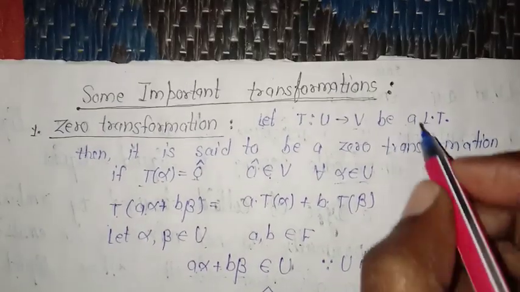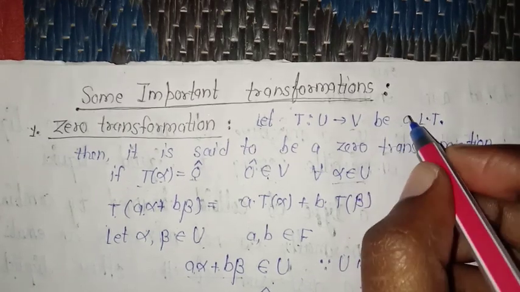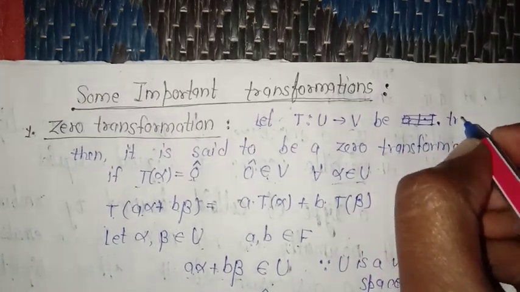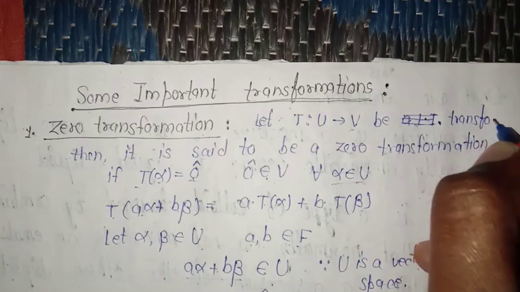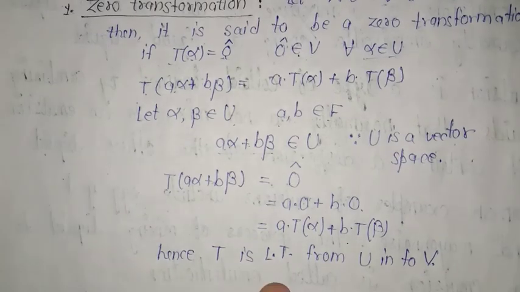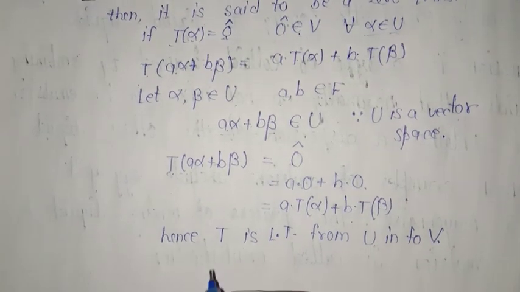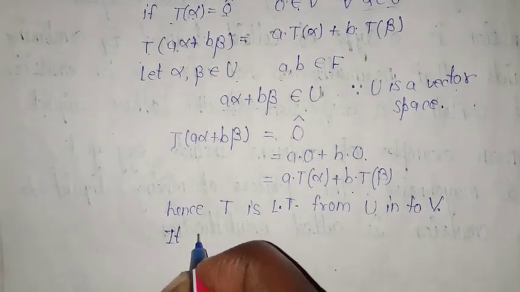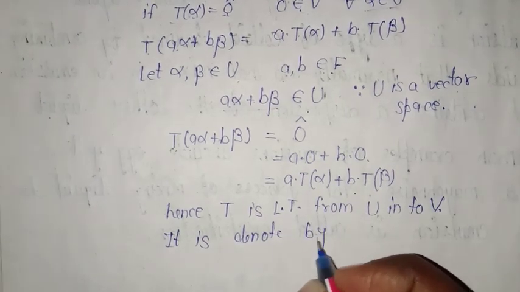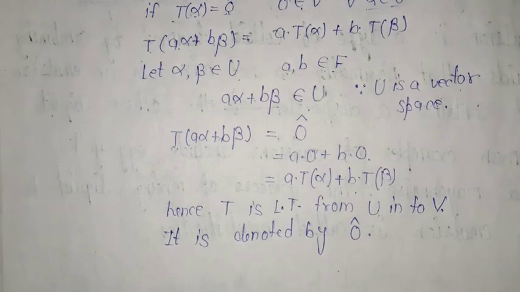Here we should not write "be a linear transformation", because we can't assume that it is a linear transformation. We just take it as a mapping, a transformation, and then by applying the property, we show that this is a linear transformation. Sometimes this transformation is denoted by zero cap. Sometimes the transformation is denoted like this.